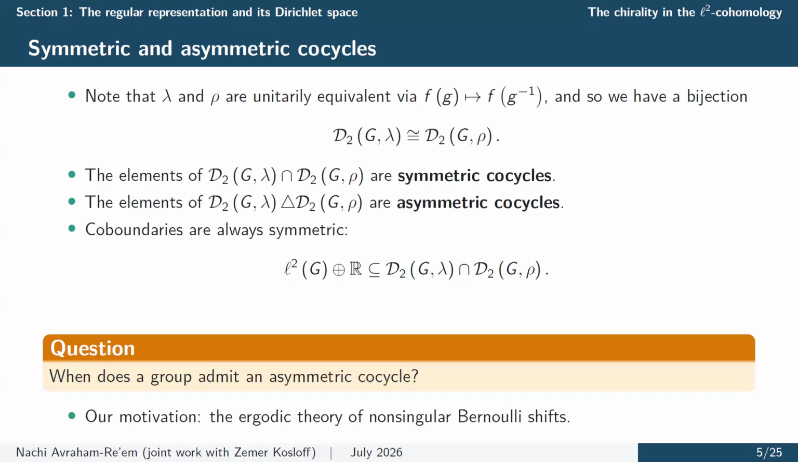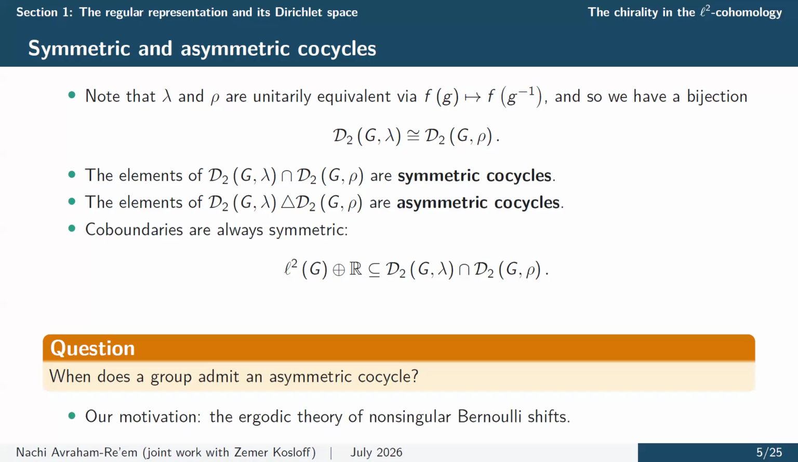I'm going to get to that only in the second part of the talk, but I will just mention that our motivation came from the ergodic theory of the non-singular Bernoulli shift model. And I will explain why this is the key, why this is the property that is relevant to that.